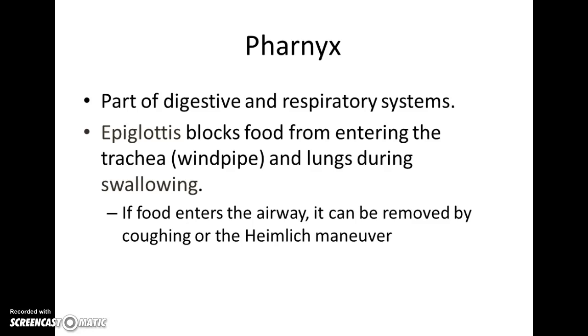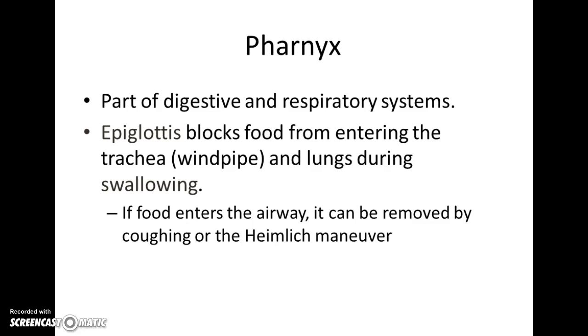Next, we have the pharynx. The pharynx is part of both the digestive system and the respiratory system. If you've ever had to give somebody the Heimlich maneuver, you know that the food went down the wrong tube, right? The epiglottis, the purpose of that is to block food from entering the trachea and the lungs during swallowing.